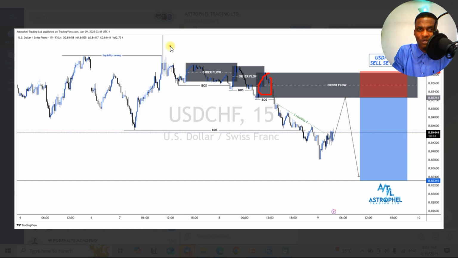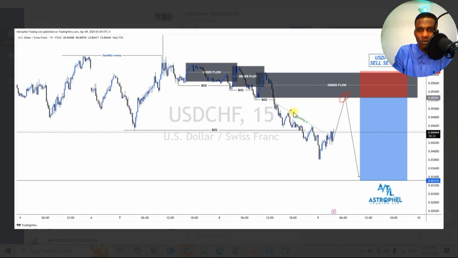And before that, we saw this internal structure, price declining gradually: impulse, correction, impulse, correction, impulse. So all the order flow right within that internal structure has been mitigated. The only one left unmitigated is this last one that we can see here, and we expect price to come back to that level and start selling. So this will have given us a nice sell opportunity.